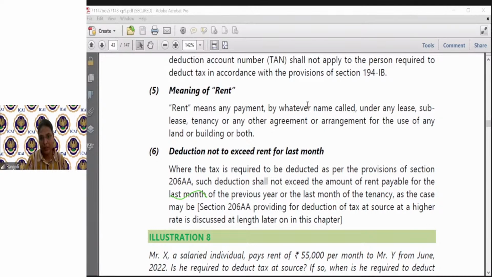Now, my dear friend, in this section I have to deduct TDS from the rent of the last month. Now the payee has not provided his PAN. So what should I do? I will deduct TDS at the rate of 20% from the last month's rent. But my last month's rent is less than the amount of TDS. The TDS is required to be deducted on the entire year's rent, but it is deducted from the last month's rent. So my last month's rent is not sufficient to the extent of TDS.